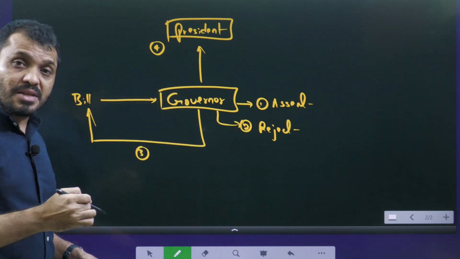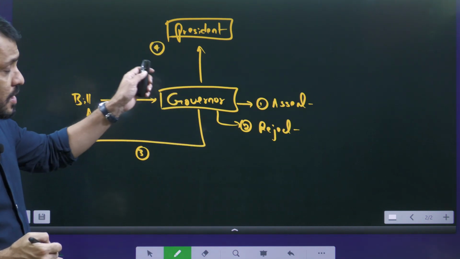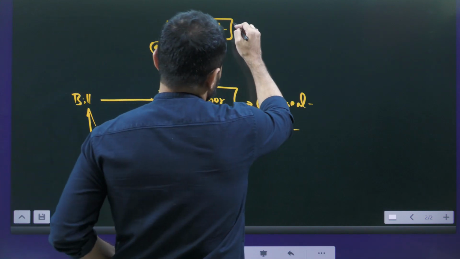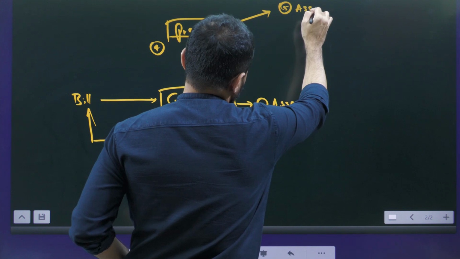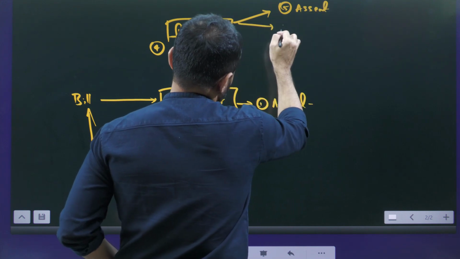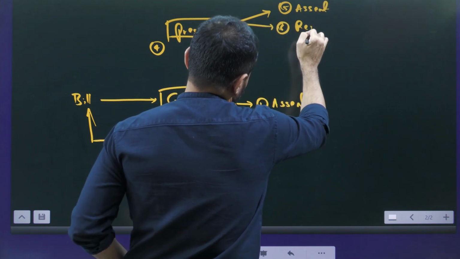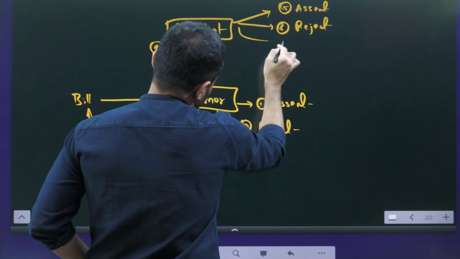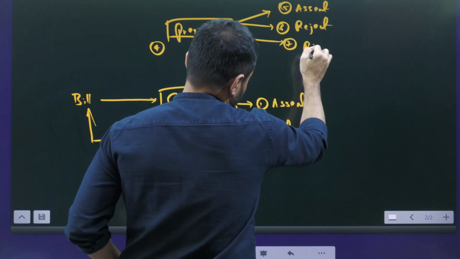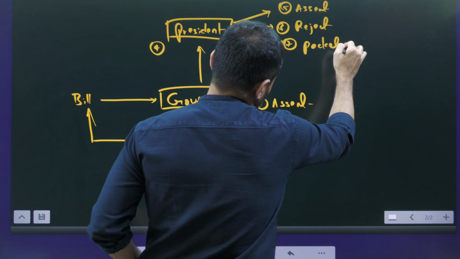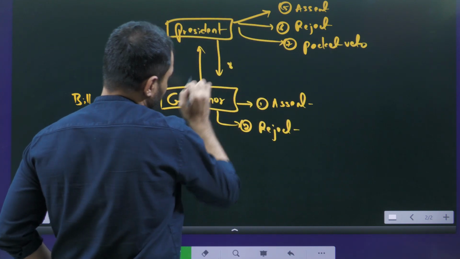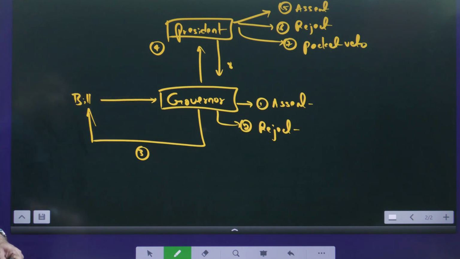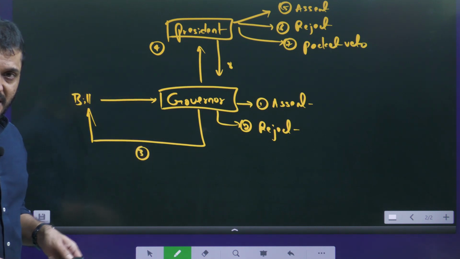When a particular bill is reserved to president, obviously president also can exercise a few options, such as president may give assent to the bill, or president may reject the bill, and president may not say anything. That means president can use pocket veto, and finally president may return the bill as well. President may return the bill for reconsideration to the state assembly.